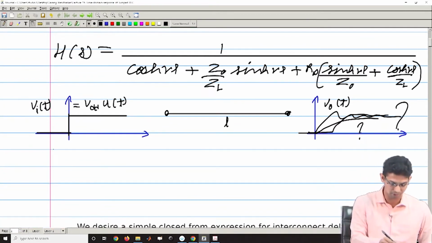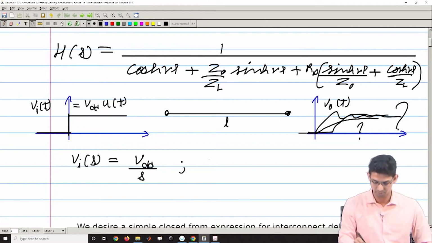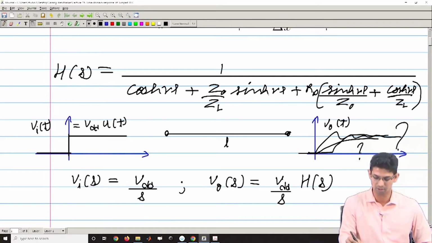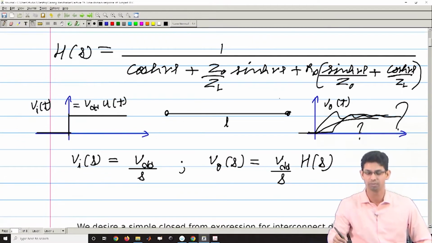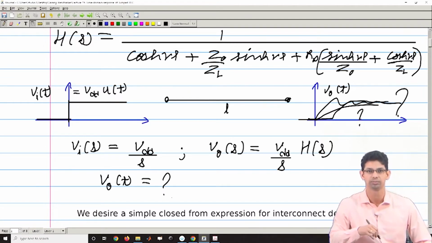Now, think about this problem. My Vi of t is this, so my V in of S would be Vdd divided by S, and my V out of S will then be equal to my V in of S into H of S. This is not a straightforward function of S, there are hyperbolic terms and S appears in the root of terms here. So, this is quite a complex function of S or omega. If from here I want to find out V out of t, this is not a straightforward job, right.